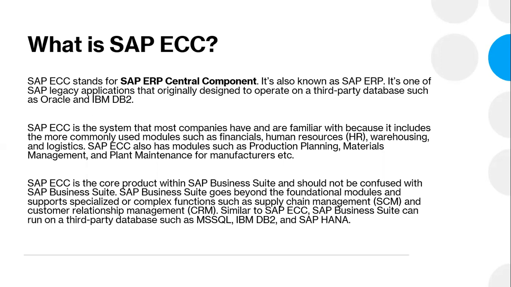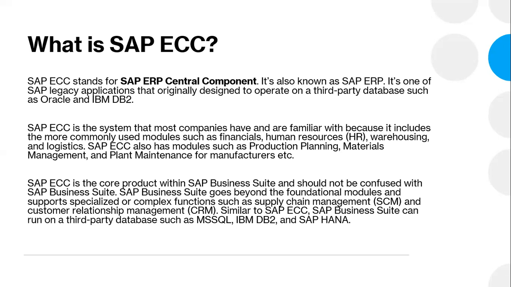Most companies have started migrating to the S/4HANA platform, but we still have a lot of companies that still run on this ECC database or ECC software. Most companies are familiar with it because it includes the more commonly used modules: finance, HR, warehousing and logistics, plant maintenance, and the rest of them. SAP ECC also has modules such as production planning, materials management, plant maintenance for manufacturers, and a lot more. I might not be able to call them all out here. Okay, so that's the beauty of ECC.